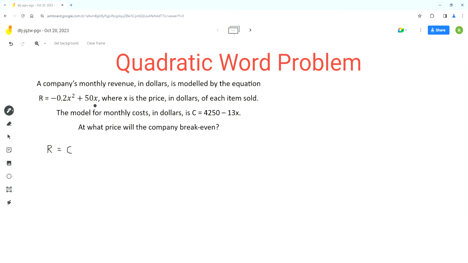So now since we are given the equations for revenue and cost, we should sub in these expressions in this equation. So revenue is given as negative 0.2x squared plus 50x equals, and the cost is given as 4250 minus 13x. So this is the equation we have to solve to find the break-even price, which is represented by the variable x.